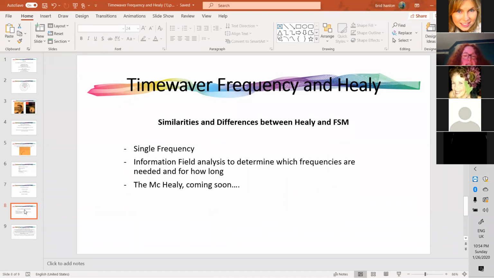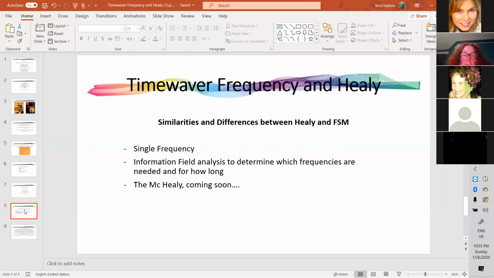The other difference is that when you are trained in frequency-specific microcurrent, you get protocols that are tried and tested and which you can alter, and people are altering them according to their experience and sharing them. And it is a growing body of knowledge. But at the same time, you determine beforehand which pairs of frequencies and for how long your client is going to receive them. You decide that, you set up the protocol. With Healy, it is by information field analysis that the particular frequencies are determined, and the length of application is determined by information field analysis.